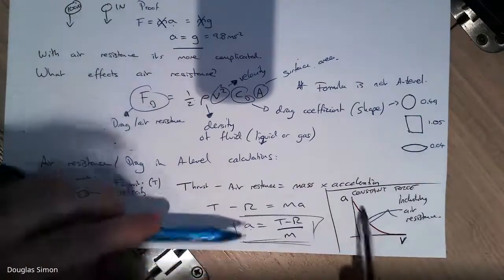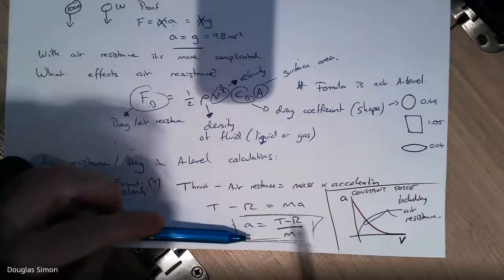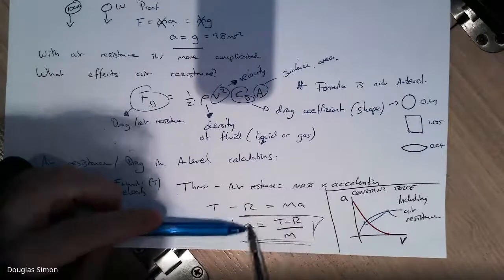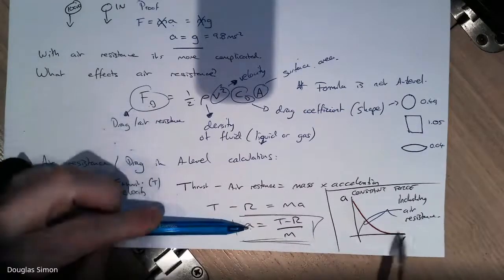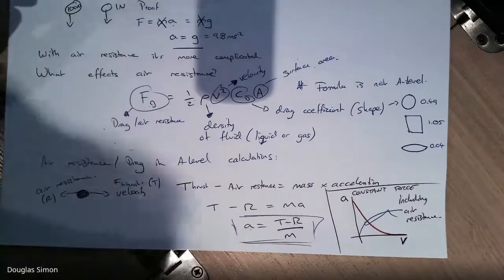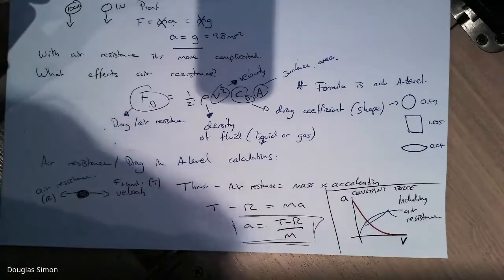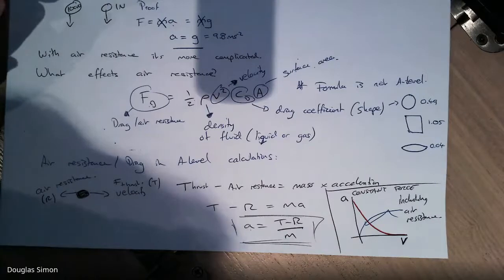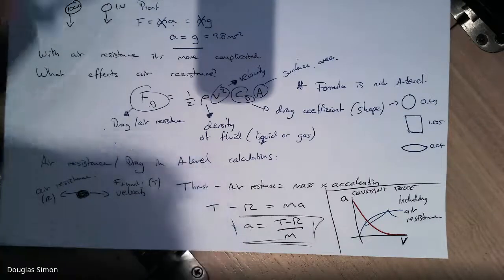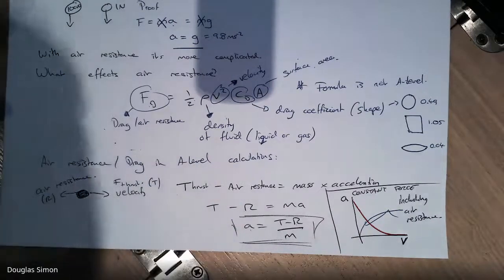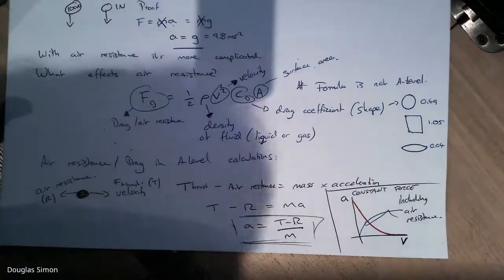Okay, so this means that the resistance is getting bigger and bigger and bigger, and eventually there'll be 0 net force, so the acceleration drops to 0. Are there any questions at this point?